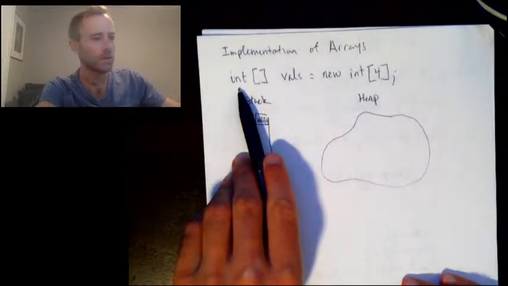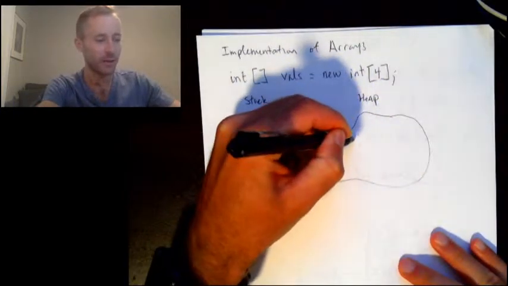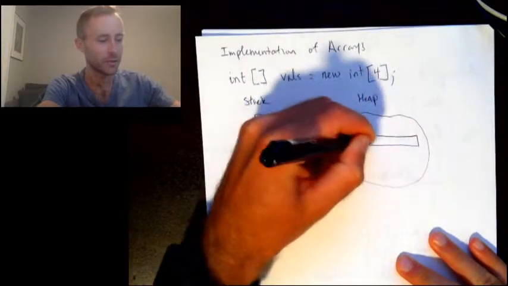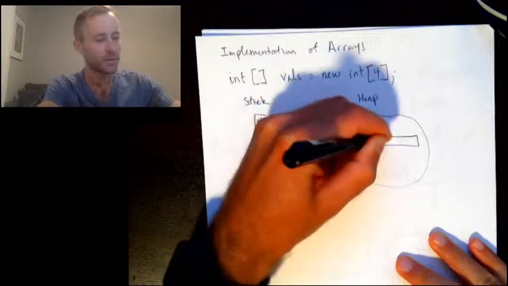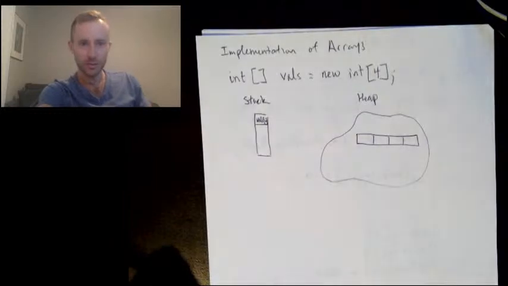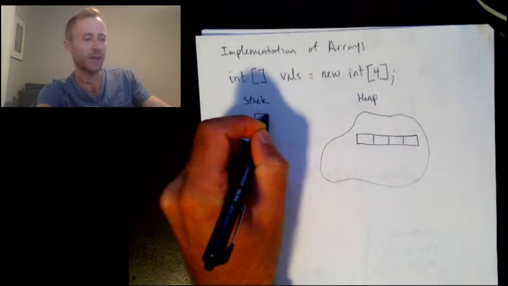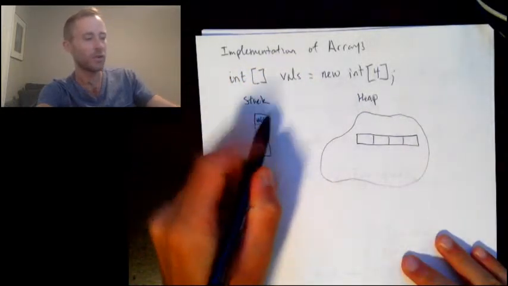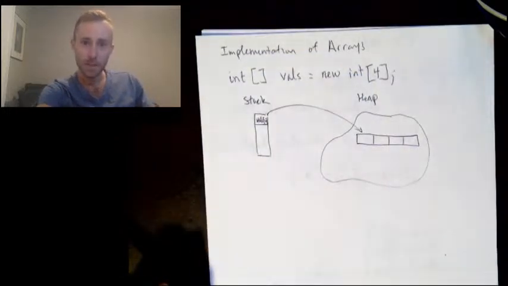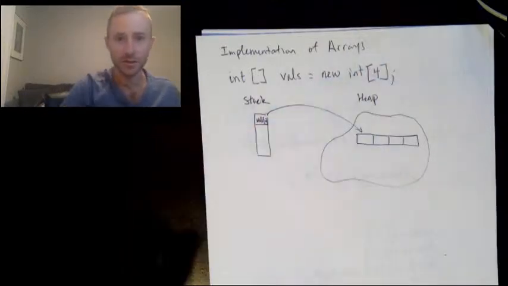So when you create an integer array that has length 4, it's going to block out 4 consecutive spaces in the heap memory, like this. It's blocking out 4 spaces in the heap. And then the stack is going to contain the memory address of the 0th element. Okay? So that's how the array is stored.